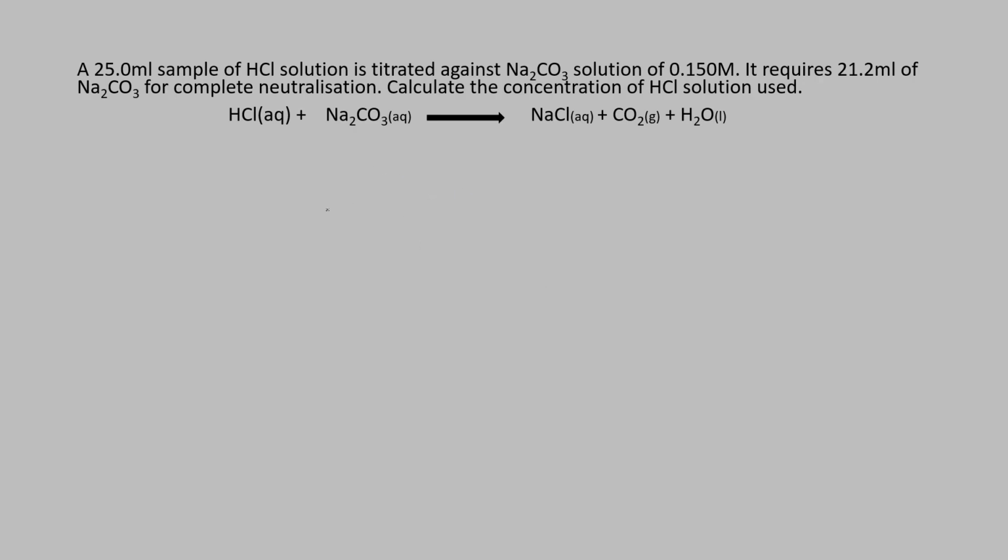It says a 25 ml sample of HCl is titrated against Na2CO3 solution with 0.15 molar, and it requires 21.2 milliliters of Na2CO3 to complete neutralization. Calculate the concentration of the HCl solution used. So it is titration. Titration, one thing you can take note of is that you will get water and a type of salt. So the first thing is always to balance first. So you balance this equation, you will get that. So if you look, both sides are balanced, so you can use the formula MAVA over MBVB equals stoichiometric coefficient A over B.